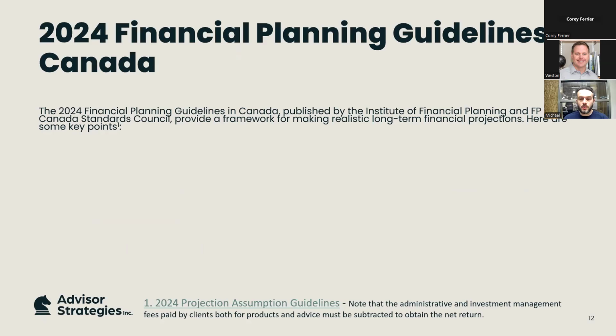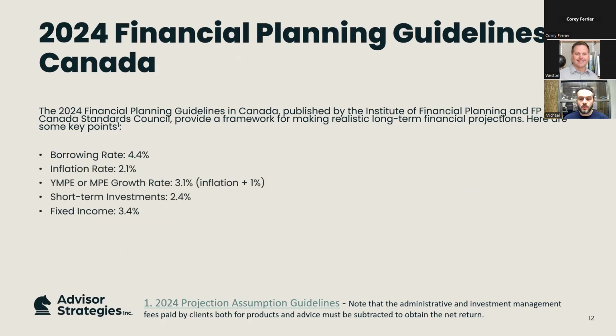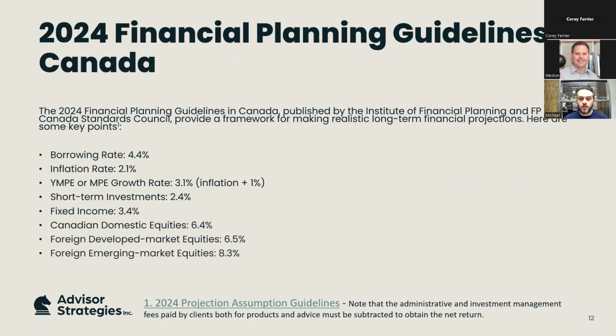So you can pull up the Canadian financial planning guidelines. The 2024 edition gives us the different rates, and the one that we're most interested in is the fixed income. So 3.4 is what they recommend you use, and that is a gross return. That's not net, so you still have to take off the management fees and administrative fees that may be associated with those investments. So 3.4 would be the gross return that we'll use.